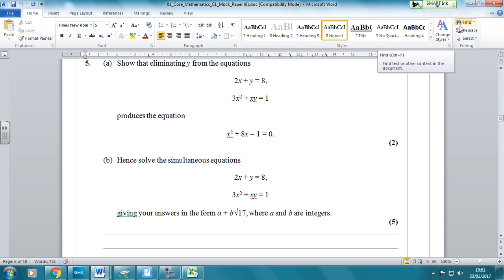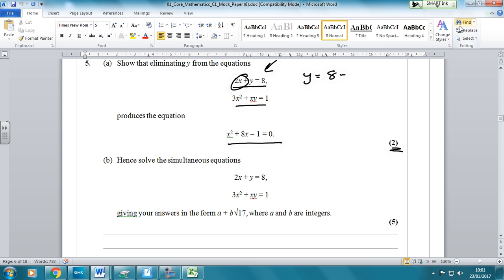Okay, next one, so simultaneous equations. So the first thing, just for 2 marks, is we've got to show that solving these two simultaneously will lead us to this thing here. So whenever we're going to solve simultaneous equations, we're going to get either x equals or y equals. So we're going to do that with the top equation, and it makes sense just to get rid of this 2x. So we're going to have y equals 8 minus 2x.